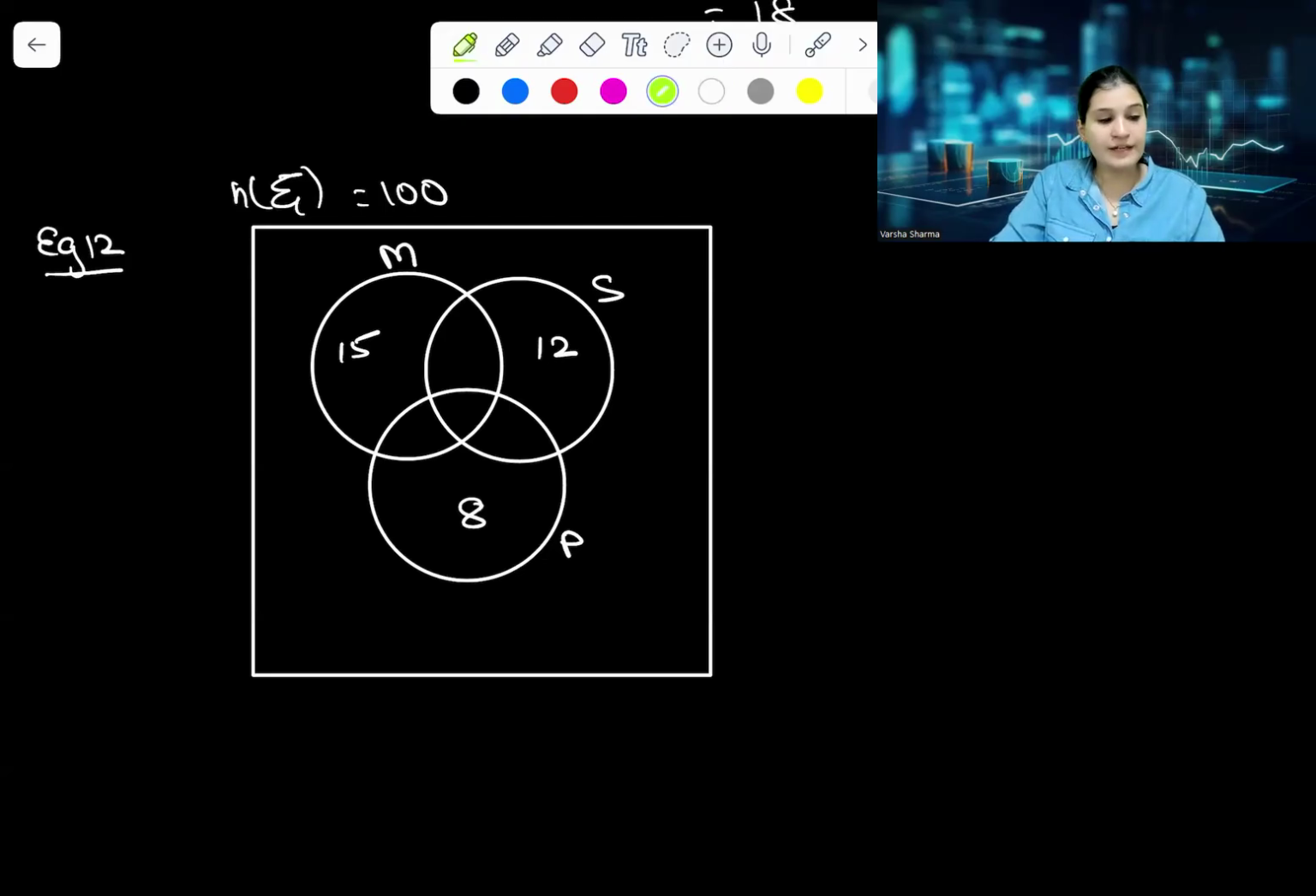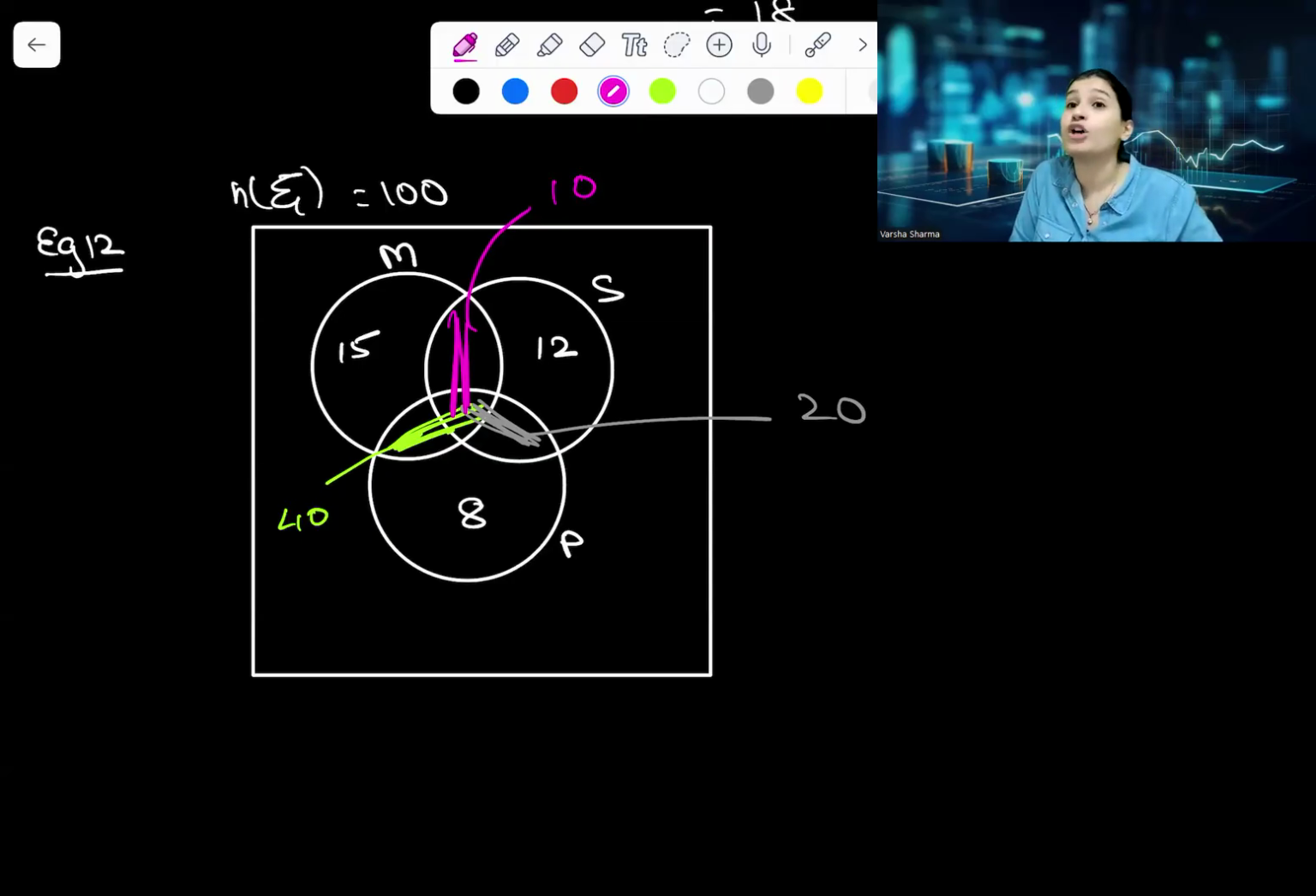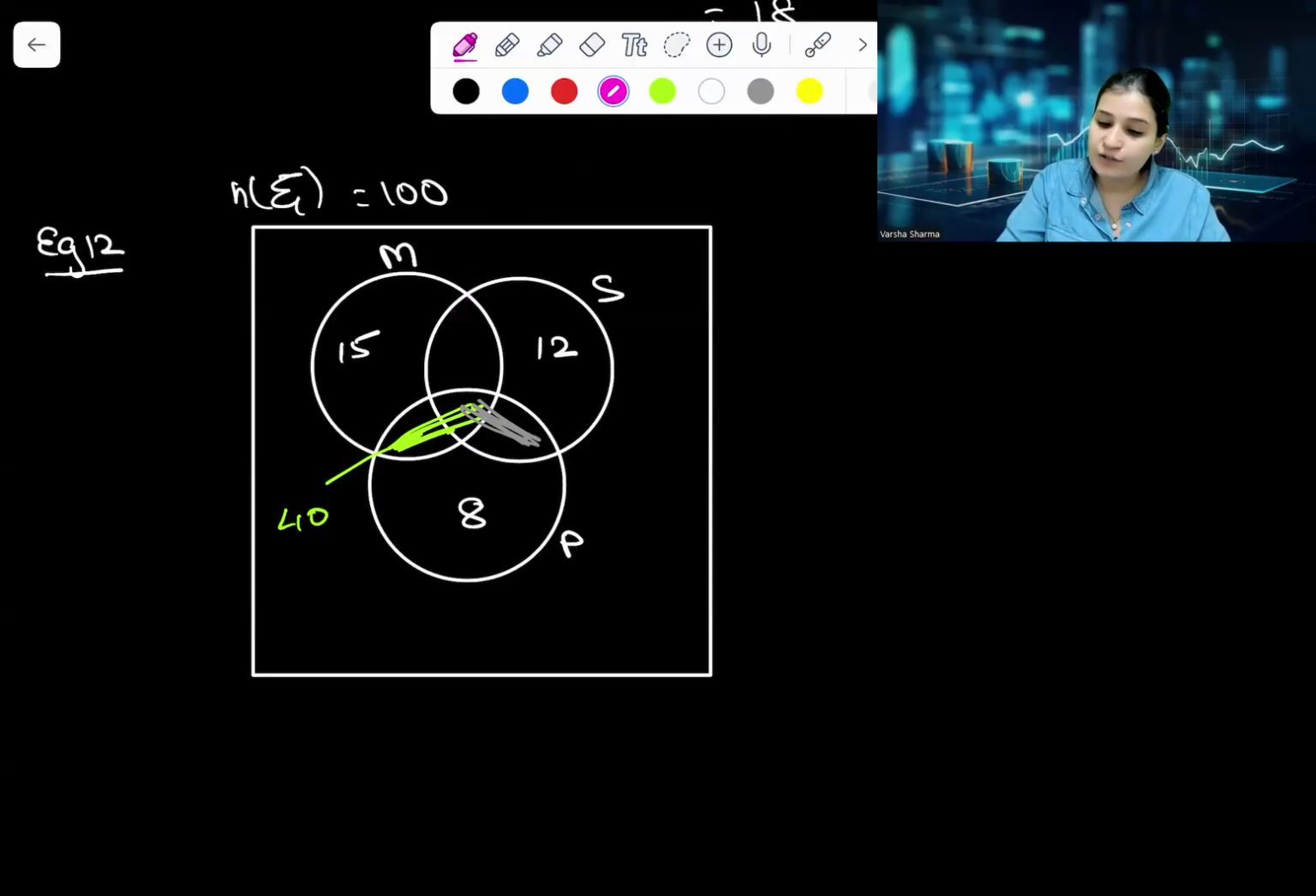Yes, ma'am. Now, 40 offered both physics and maths. This portion I should have 40. 20 offered physics and stats, so this portion I should have 20. And 10 were offered maths and stats. But there is a problem. I can't write that 10, because out of 10, 40 and 20, there is something common between all the three. Do we know that? No, we don't. We are not given that information.